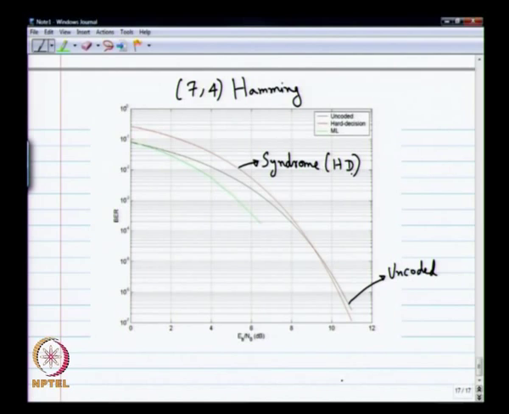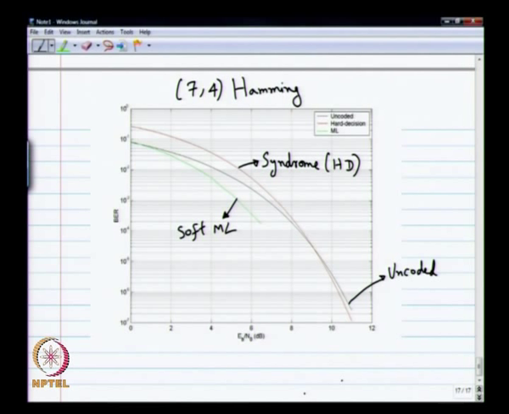Okay. So, what do you do when you do hard decision? You first slice and then you run a syndrome decoder, and then the green curve is a soft ML decoder. Is that okay? So, how well is the 7/4 Hamming code doing in terms of coding gain?